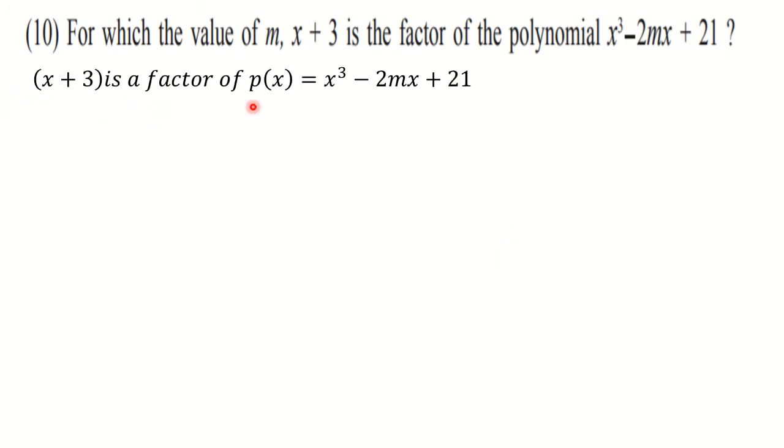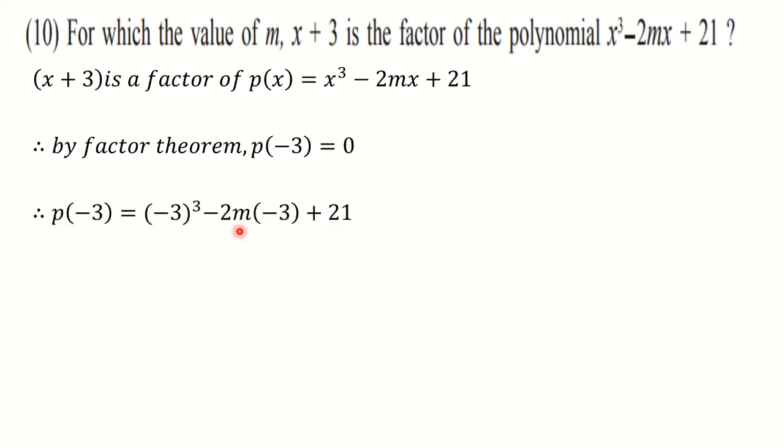x plus 3 is a factor of p(x). This polynomial I have taken as p(x): x cube minus 2mx plus 21. Now since it's a factor, we can say that p of minus 3 is equal to 0. By factor theorem, p of minus 3 is equal to 0. Then let us find p of minus 3. That means replace x by minus 3 everywhere. You can see that x is replaced by minus 3 everywhere. So p of minus 3 is minus 3 cube minus 2m into minus 3 plus 21.